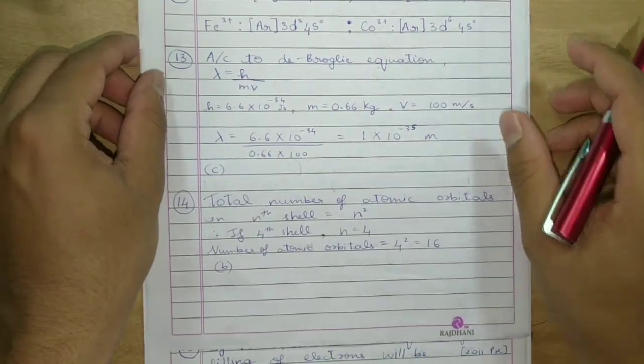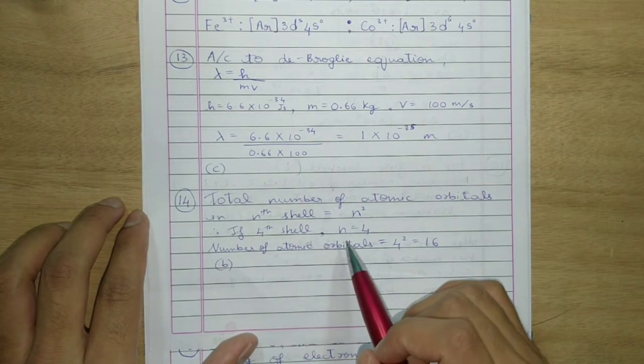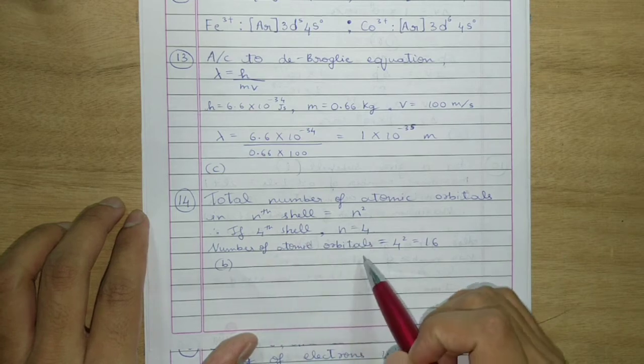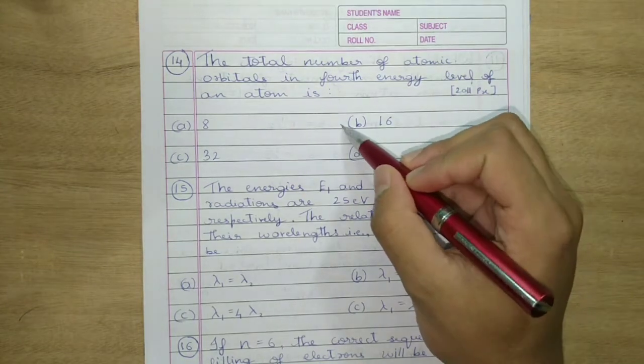So here, the total number of atomic orbitals in the nth shell is equal to n square. In the fourth shell, n is equal to 4, and the number of atomic orbitals is equal to 4 square, which is 16. So option B.